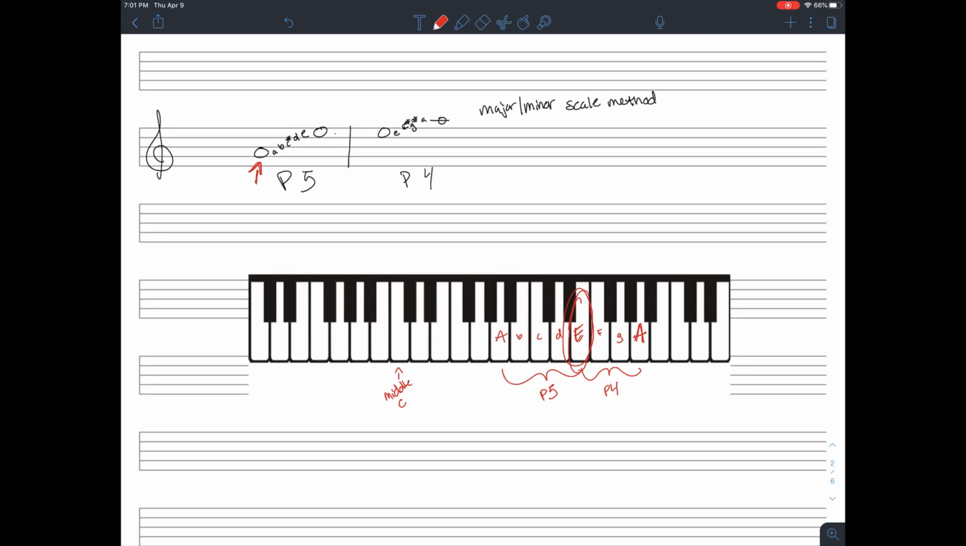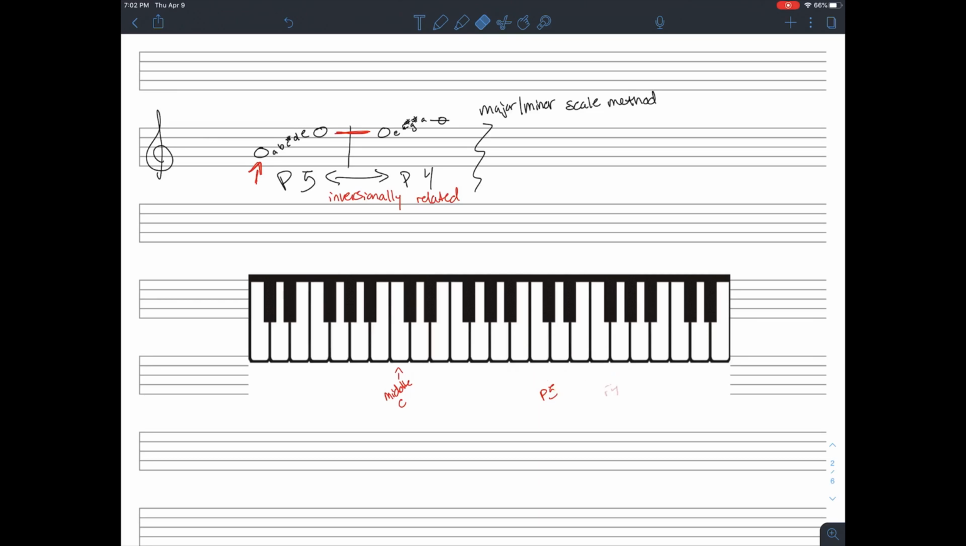This means that the intervals are inversionally related. So perfect fourths and perfect fifths are inversionally related. Let's try it starting on a fourth. Will a perfect fourth give us a perfect fifth? It will. It goes both ways.